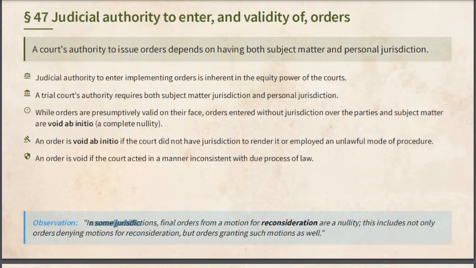So this is an interesting observation here. In some jurisdictions, the final orders from a motion for reconsideration are a nullity. This includes not only orders denying the motions, but orders granting them as well. So this would be an interesting one to look at more, because that would affect dating of appeal and the tolling of that.